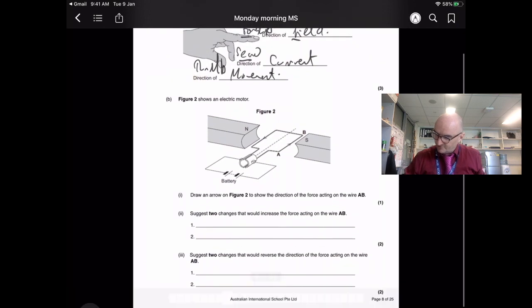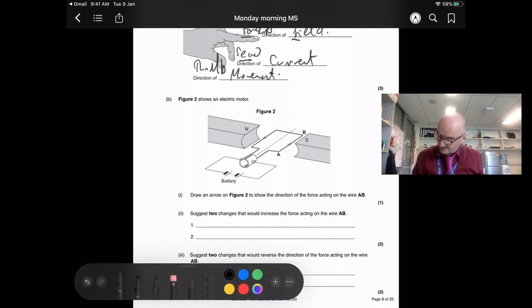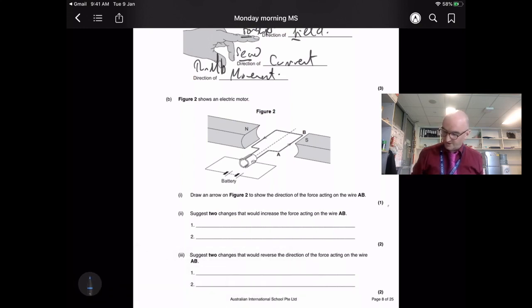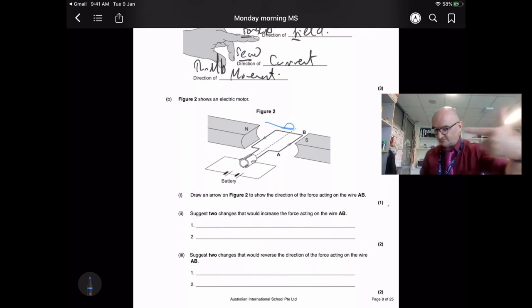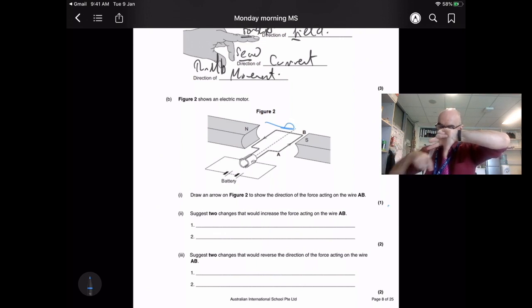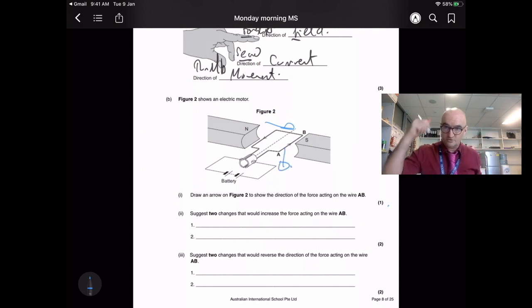Figure 2 shows an electric motor. Draw an arrow on figure 2 to show the direction of the force acting on the wire AB. Okay. So what have we got to do here? We've got north to south. That's my field. So I need to put my forefinger field like this. I can't implant my hand on the diagram, unfortunately. The field is here. The current's going in that direction. So the direction of movement is going to be down. Left hand, not right hand. Left hand. Draw an arrow.